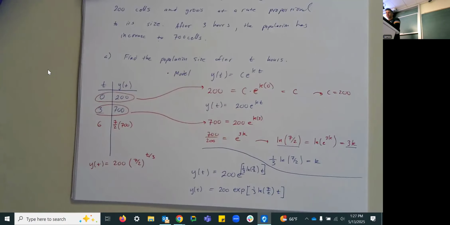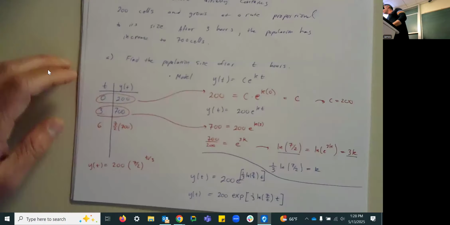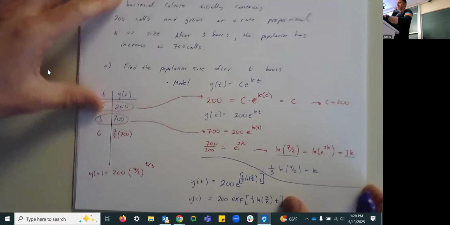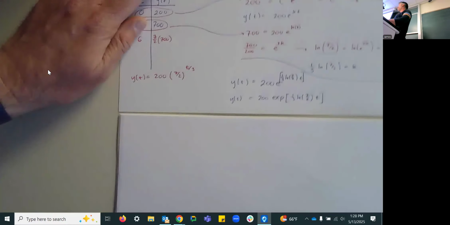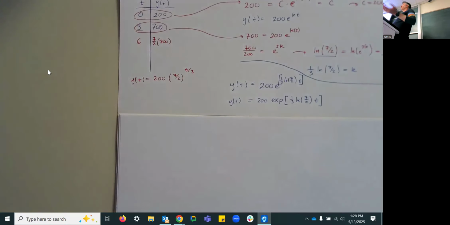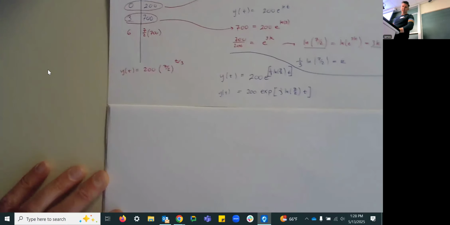So now that we have found the model, we could ask a question. We've done the exciting part. The rest is not as exciting, but the questions you can typically ask are either how much bacteria do you have after so many hours have passed, or how long does it take until we get so much bacteria? Those are really the only things you can ask. Sometimes you can ask weirder stuff, but that's about it.